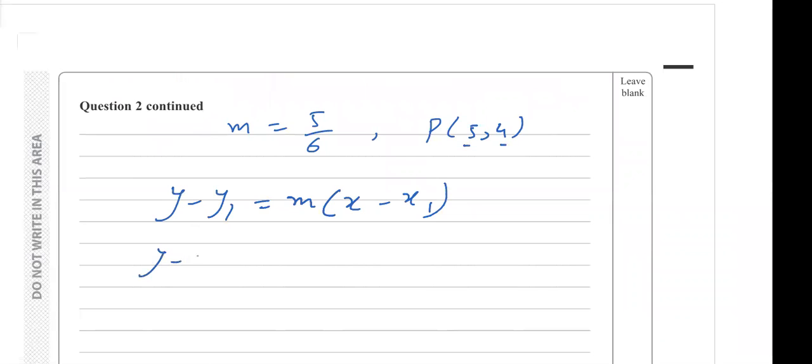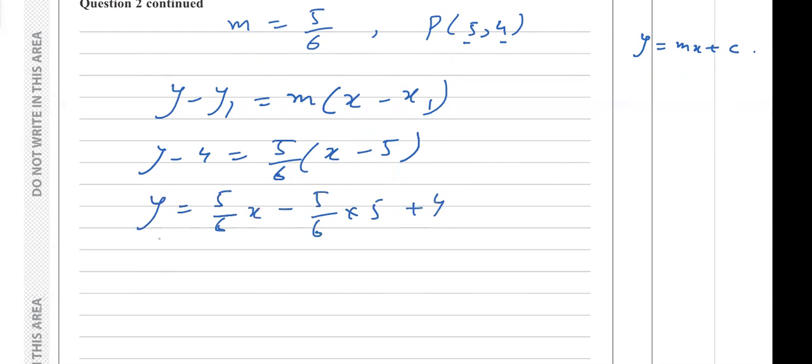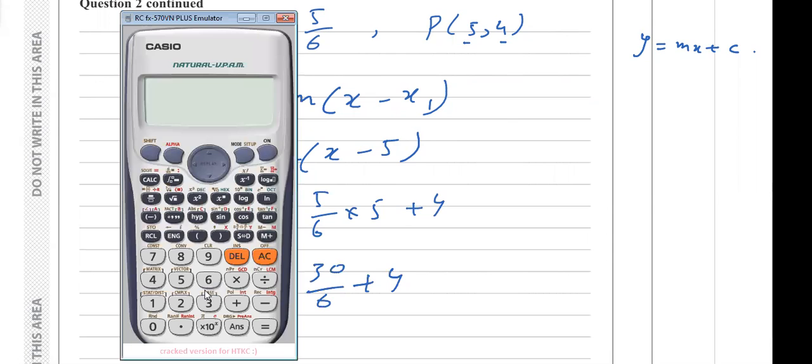So using that one, y minus y1 equal to m times x minus x1. I can write it in the form we need for the final answer, mx plus c. I will take this 4 to the other side and multiply it inside: 5 over 6x minus 5 over 6 into 5 plus 4. So it will become y equals 5 over 6x, minus 30 over 6 plus 4.